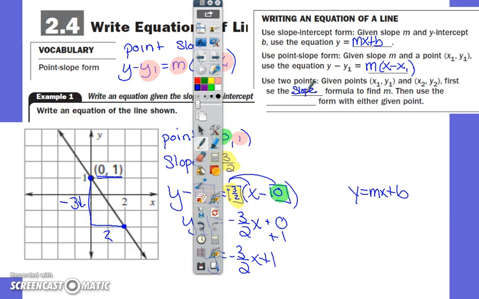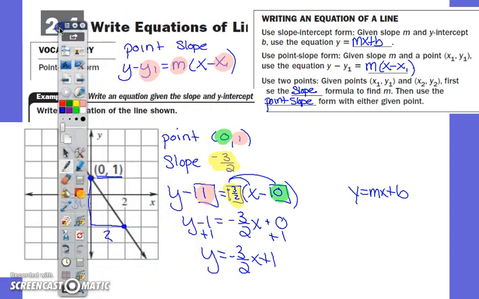Then you use point-slope form with either given point. We're going to do that. All right, let's turn the page.